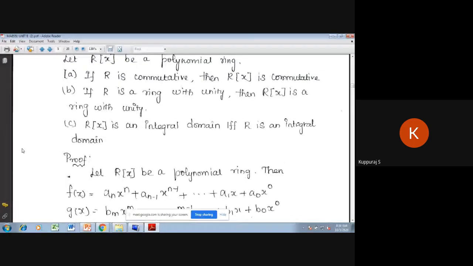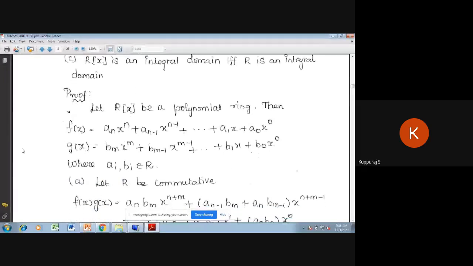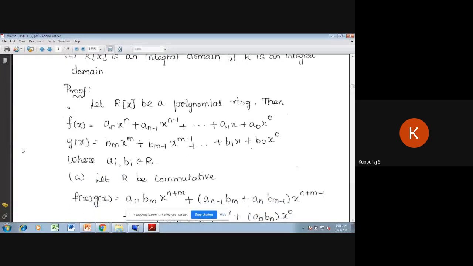So in the first, we have to prove if R is commutative. Okay, so assume capital R is commutative. So let capital R be commutative. Then we have to prove the polynomial ring R of x is also commutative.